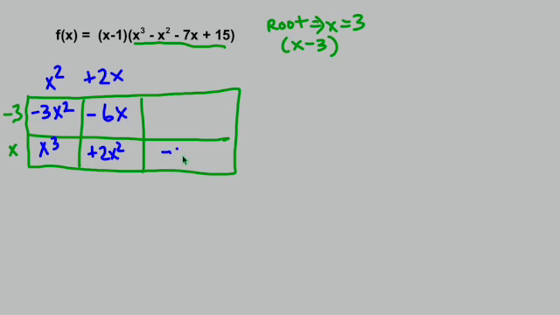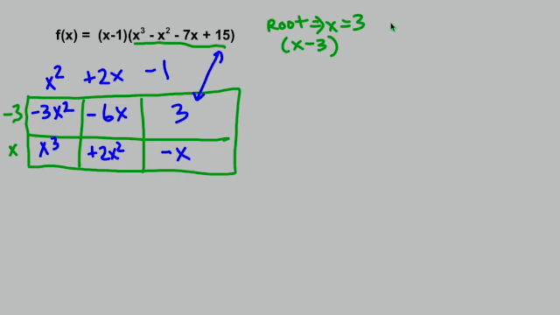So that means I need a negative x here, which means x times negative 1. And if I take my negative 3 times negative 1, I get a positive 3. And you'll notice, wait a minute, that doesn't match. So unfortunately, x equals 3, although it's a possible root, it's not actually going to be a root.